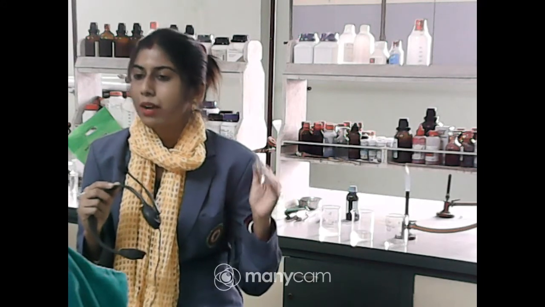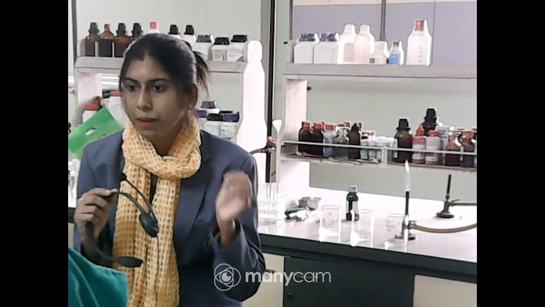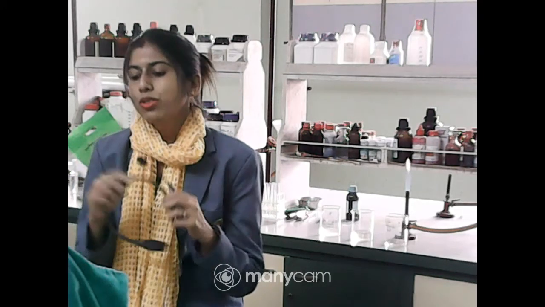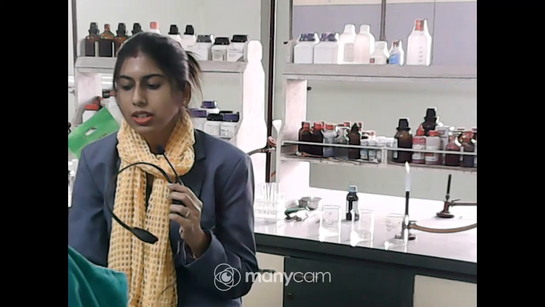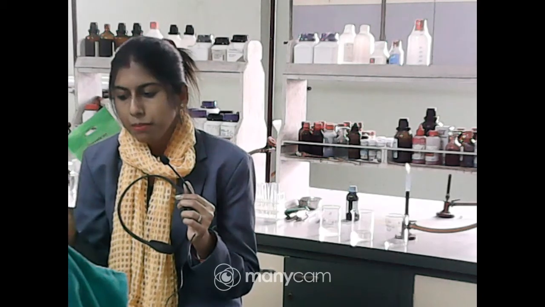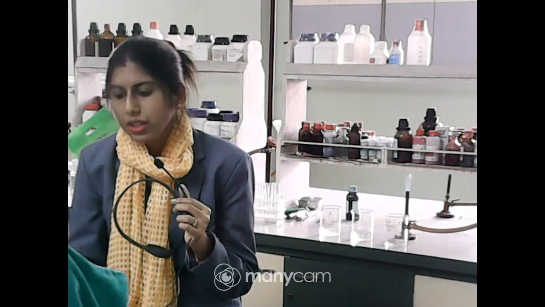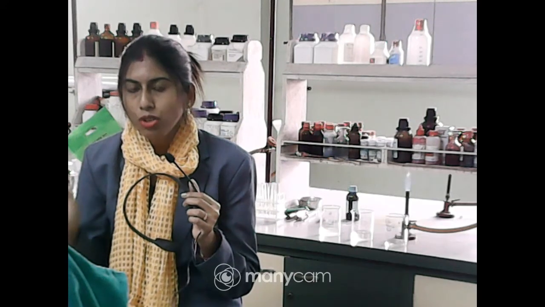You have to perform all the tests and find out which component is present in a particular urine sample, glucose or albumin. Okay, so first let me tell you the requirements for the detection of sugar in urine. First, a urine sample which contains glucose, then a test tube stand, spirit lamp, Benedict solution, Fehling A and Fehling B.